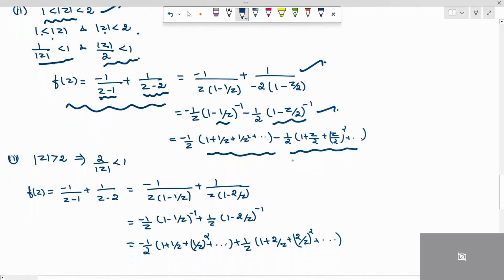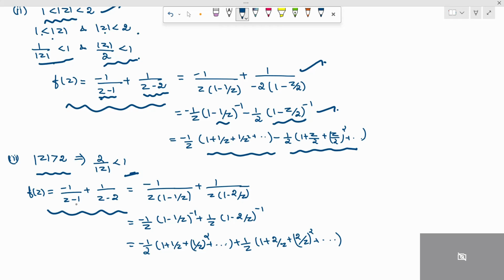Okay, third one, the given region is mod z greater than 2. First you write in the form of less than 1. This can be written as 2 by mod z less than 1. Okay, write less than 1 form. Okay, in the place of z we need 2 by z. Okay, in the first term, this is our f of z. In the first term write 1 by z form.